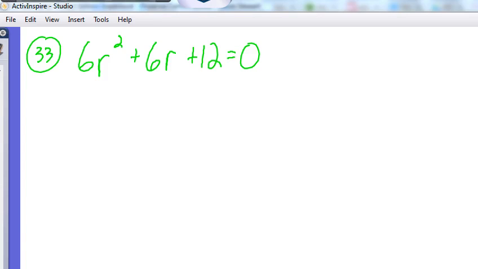It's much easier to solve a quadratic with completing the square where that first term is 1r squared, not 6r squared. So we get r squared plus r plus 2 equals 0. Fine. Now what? That 2 needs to be 1.